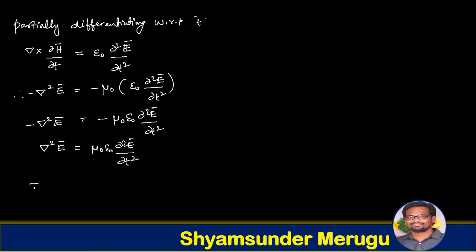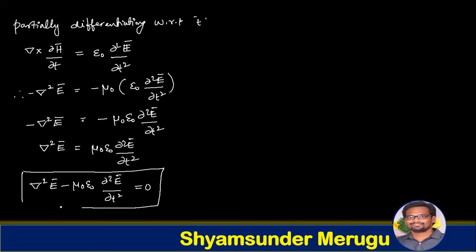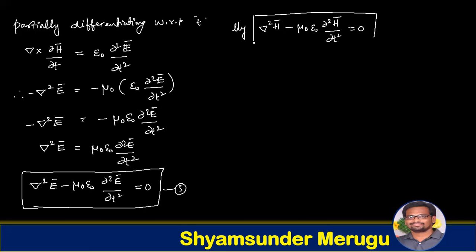Taking this term to the left side, we get del square E bar minus mu naught epsilon naught dou square E bar over dou T square, which is equal to 0. So this is the Maxwell's equation for free space in terms of the electric field. Let us consider this as equation 5. Similarly, we can write the electromagnetic wave expression in terms of the magnetic field for free space as del square H bar minus mu naught epsilon naught dou square H bar over dou T square equal to 0, and let us consider this as equation 6.